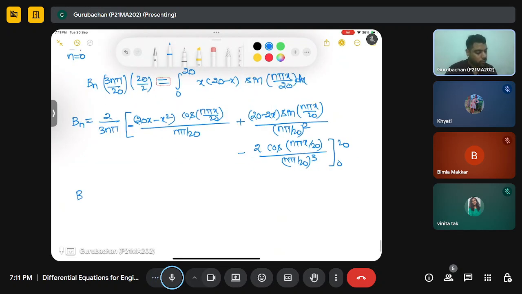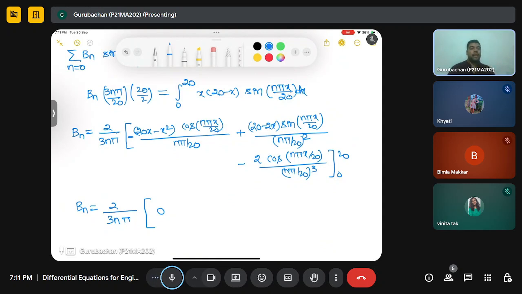So from here your bn will be 2 divided by 3 n pi. So when you substitute 20, this will give you cos n pi, and just let me check. At 20 this quantity will be 0, and at 20 this will be sine n pi, so this will contribute in some sense. Again when you substitute 20, then this quantity will contribute somewhat, and what will be that, we have to see that. So try, then we will discuss.